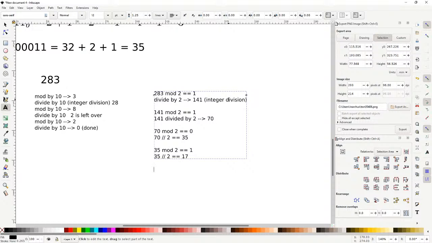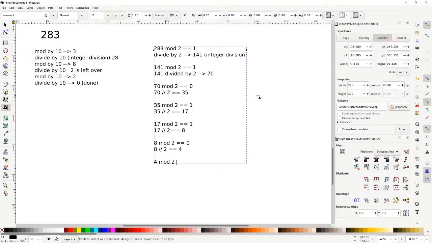And then what you do is you keep going. So 17 mod 2 is equal to 1. 17 divided by 2 is, I guess, 8, right? Because it's 16 divided by 2. And then 8 mod 2 is 0. 8 divided by 2 is 4. 4 mod 2 is 0. 4 divided by 2 is 2. 2 mod 2 is 0. 2 divided by 2 is 1. And then finally, 1 mod 2 is 1. 1 divided by 2 is 0.